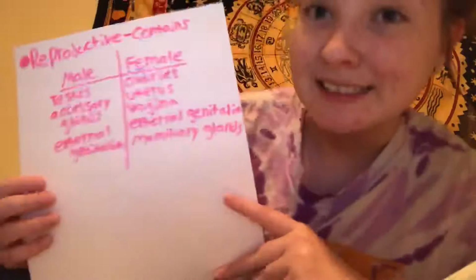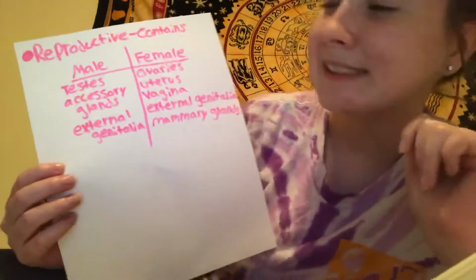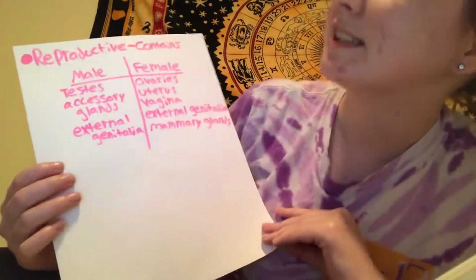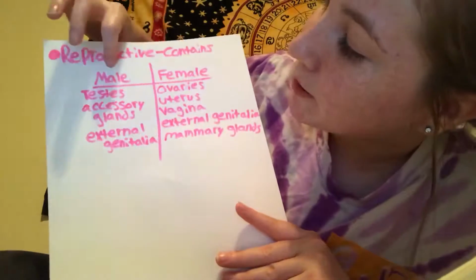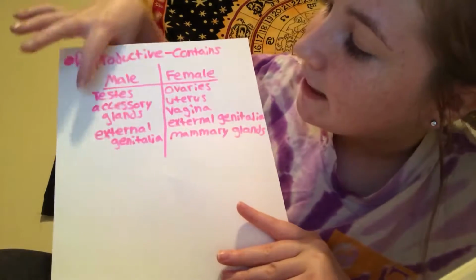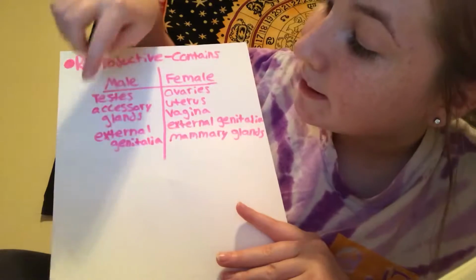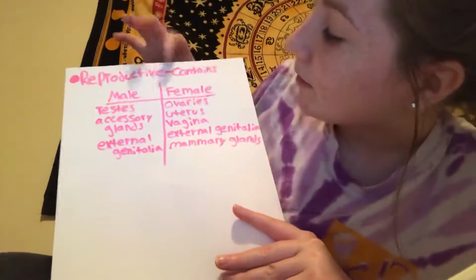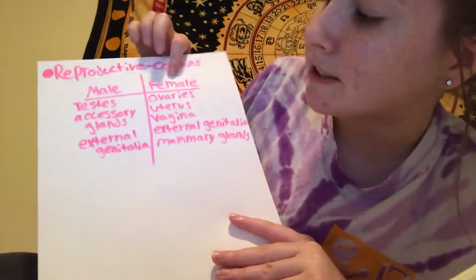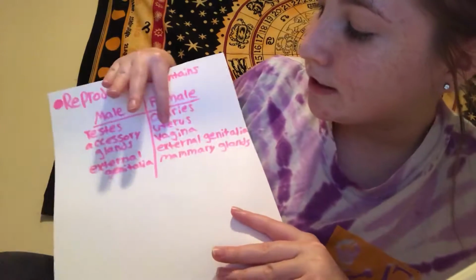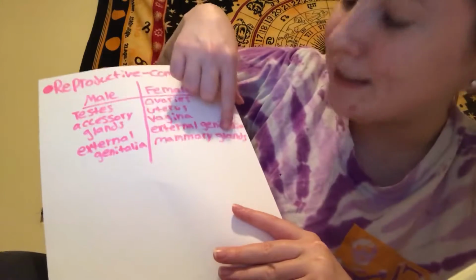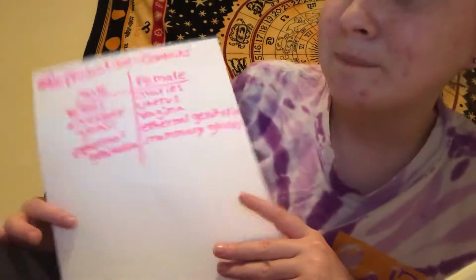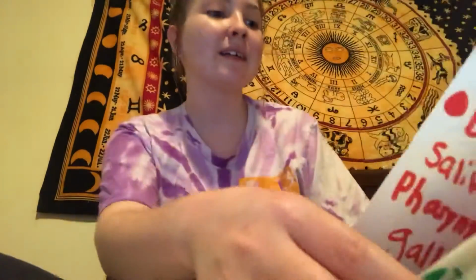The very last system is the reproductive system, which contains, okay, so I put it in a T-chart. The male reproductive system contains the testes, accessory glands, and the external genitalia. And the female reproductive system contains the ovaries, uterus, vagina, external genitalia, and the mammary gland. And that is all.